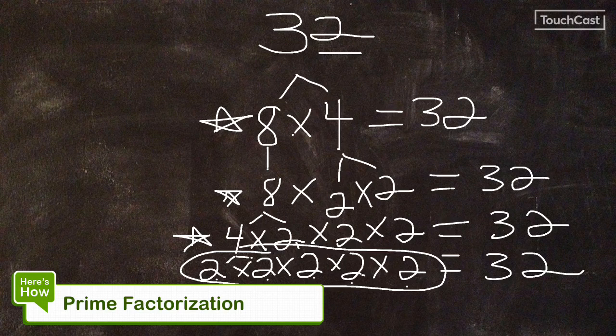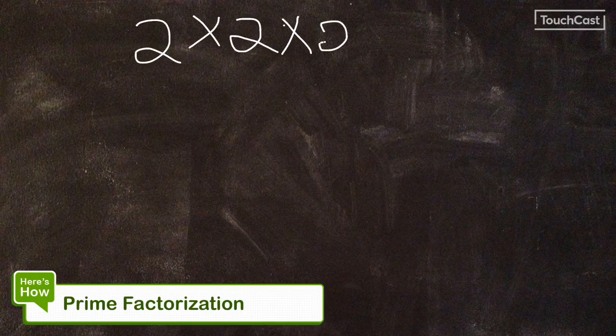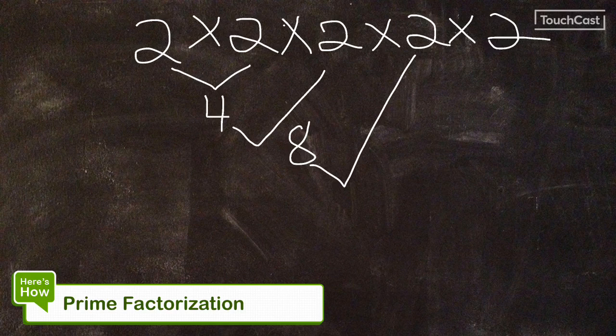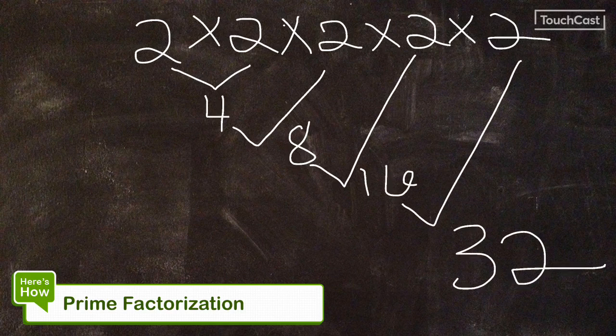And I could check that by doing a little bit of extra work here. So let's double check our work. And this is actually how you would do this problem backwards. So let's say you were given this and said, what is this the prime factorization for? So you could do it like this. 2 times 2 is 4. 4 times 2 is 8. 8 times 2 is 16. And 16 times 2 is 32. So I've double checked my work. All right, let's try one more.